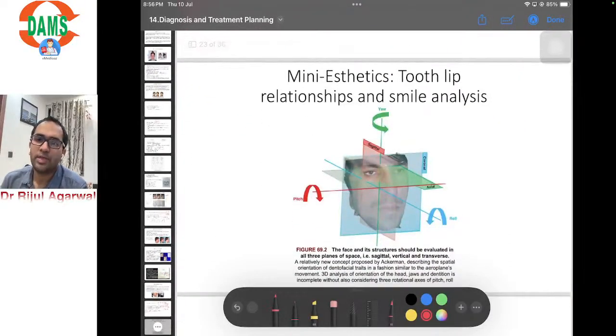Coming next to the mini aesthetic or tooth lip relationship analysis. So we have done with macro aesthetics, we are left with mini and micro aesthetics.